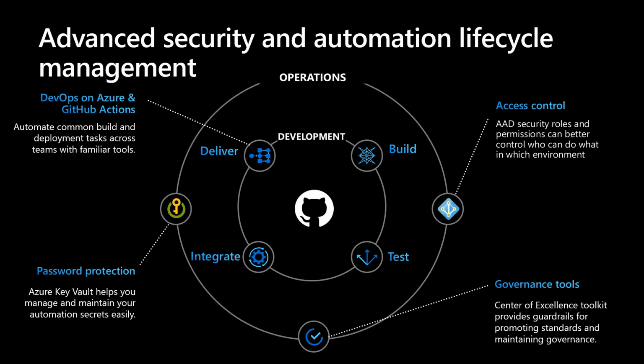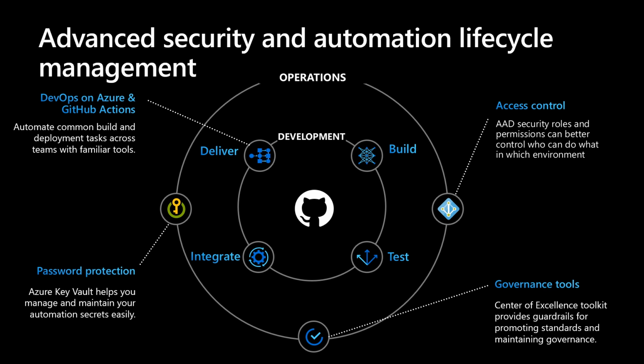You can streamline your automation lifecycle management using built-in support for continuous integration and continuous delivery, CI/CD. Use Microsoft Power Platform build tools to automate common build and deployment tasks that relate to solutions built on the Power Platform. You can also use GitHub Actions for that purpose.